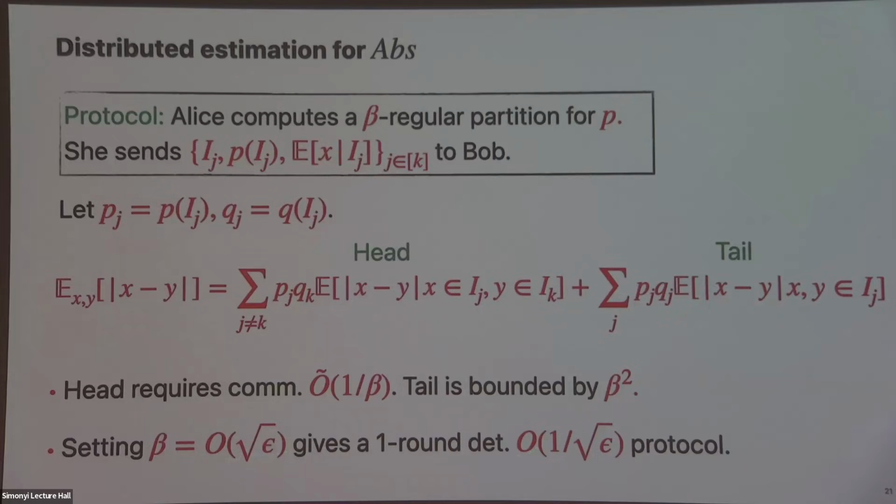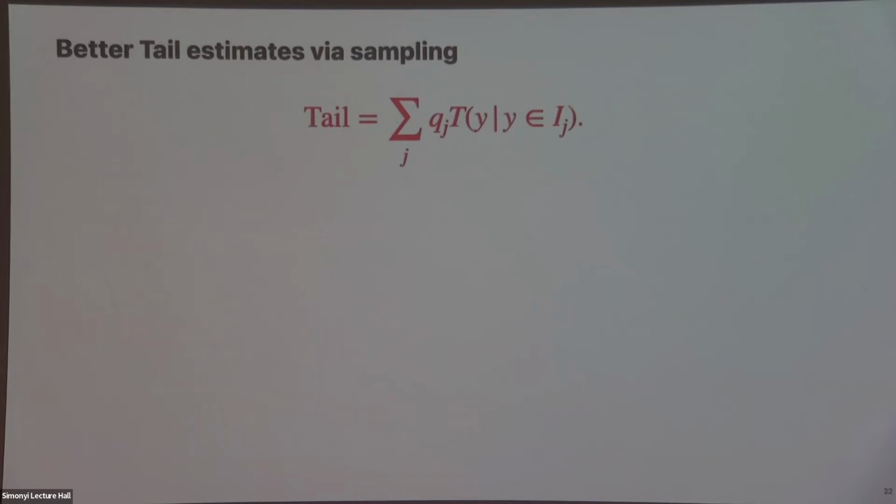Okay, so no marks for guessing what's going to come next. We're going to reduce the error of this protocol by random sampling. And if you've seen equality, you know how this is going to work out. So don't worry if the technical details don't make sense. We have the tail, which is the expectation of a random variable. There are only two things that you need to know about this random variable. One is that it's bounded by beta squared. And the other is, if Alice tells Bob what Y is, then Bob can sample this random variable, because, the other way around.